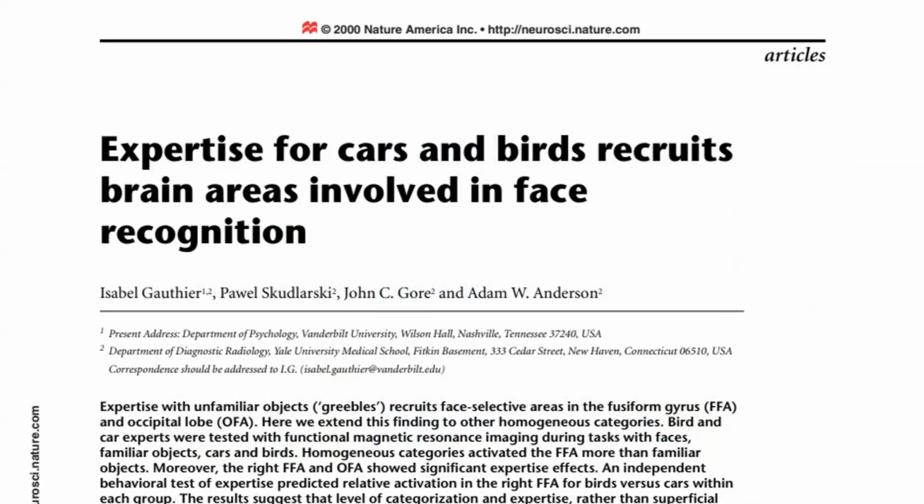Then other research started coming up that basically said, well, maybe not. Maybe it's actually just for highly trained stimuli. So Gauthier et al., back in 2000, showed that this fusiform face area, this fusiform gyrus, also got activated for cars and for birds, but only by cars for car experts and only for birds by bird experts.